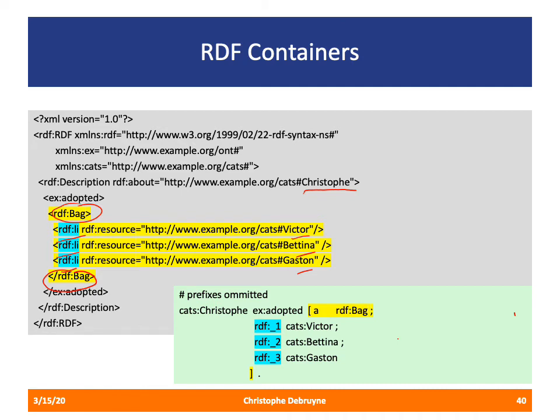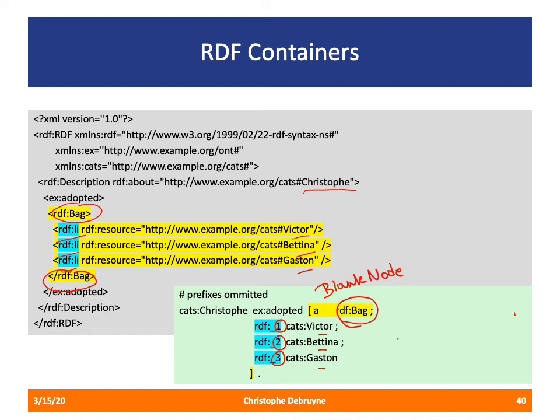So in Turtle, we will see that I actually adopted an instance of the type bag, and that instance, that thing, has no URI, so it is actually a blank node. And inside that blank node of the type bag, I have 3 things that represent my cats, Victor, Bettina, and Gaston. Now don't let those numbers fool you, because in a bag, order has no importance.